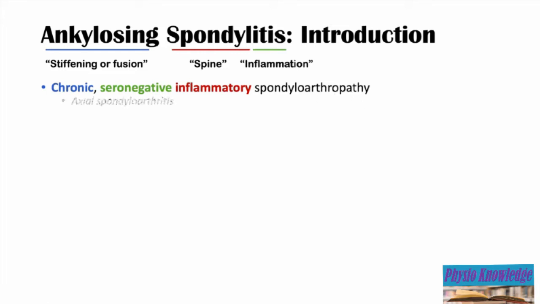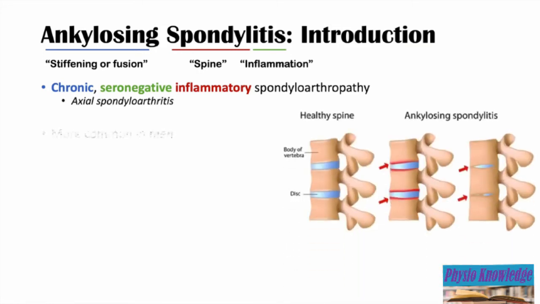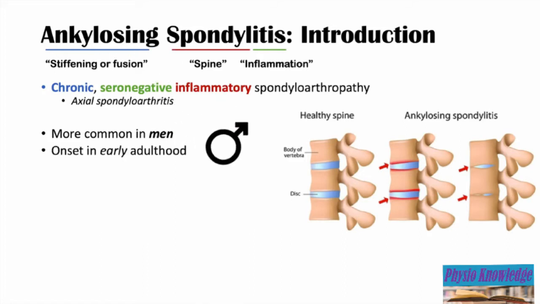And ankylosing spondylitis is a type of axial spondyloarthritis. Now, interestingly, ankylosing spondylitis is more common in men compared to women. The ratio of men to women is actually 3-to-1. So this is a more common condition in males. And it has an onset in early adulthood, typically by the age of late teens to early 20s. It can be anywhere from 15 to 45.